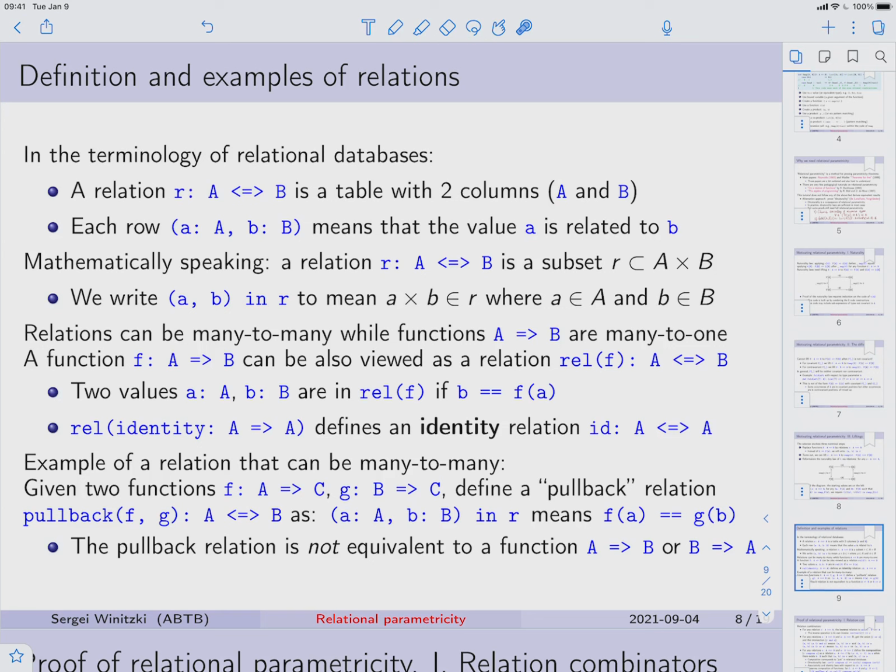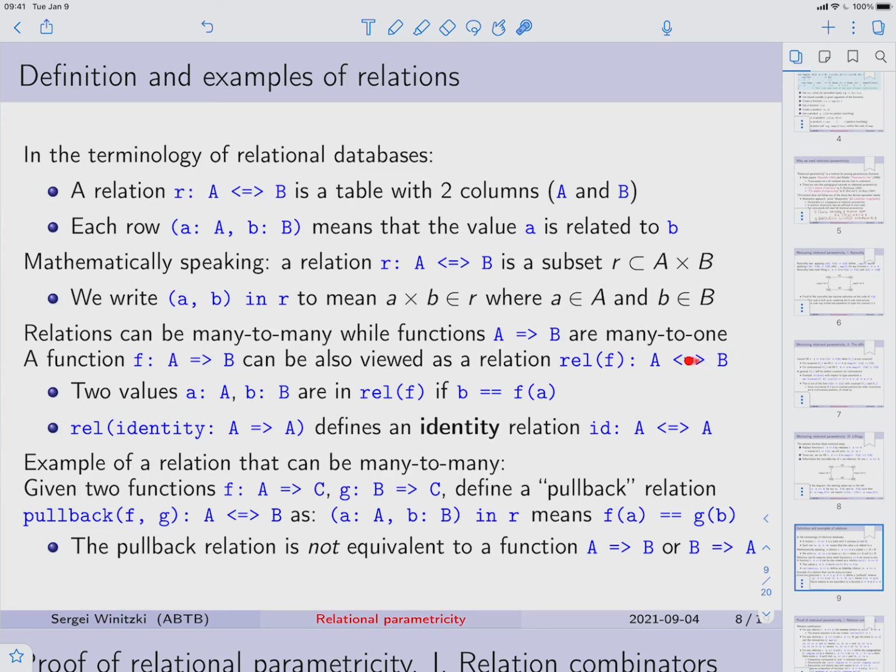So it's some subset of A times B. How we define that subset, that's another question. So we can define it in different ways. In general, the relations can be many to many. Note that functions A to B are many to one. So many values of type A might be mapped to one value of type B, but not vice versa. So if you have a function of type A to B, you can also view it as a relation, which I will denote rel of f of type A to B.